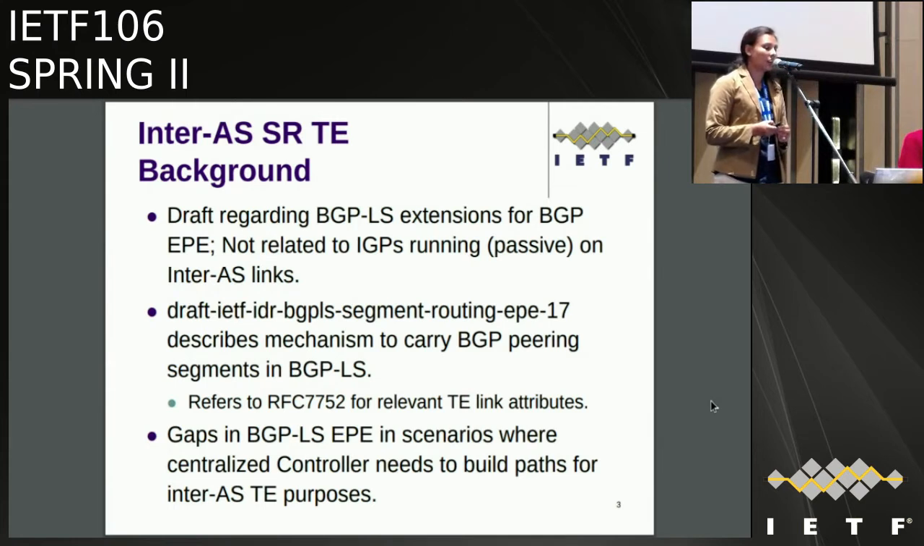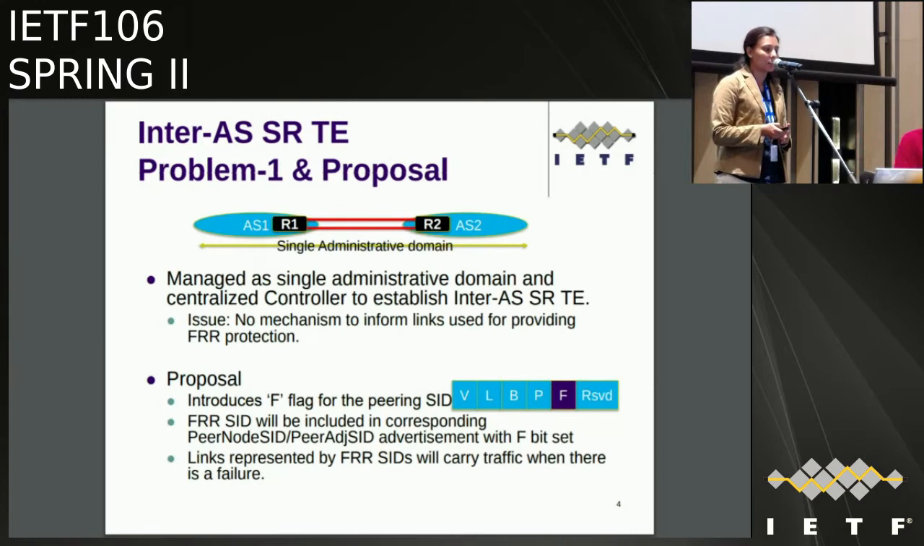So this draft is regarding BGP-LS extensions for BGP EPE and using those advertisements for inter-AS traffic engineering purposes for SR networks. There are some gaps in being able to use BGP-LS EPE for inter-AS traffic engineering purposes. So let's see what the problems are. This is for a deployment use case where it's a single administrative domain, but deployed in two different ASs.